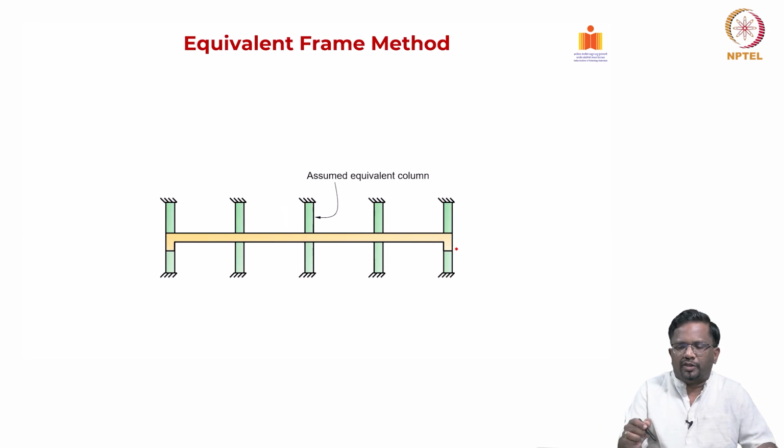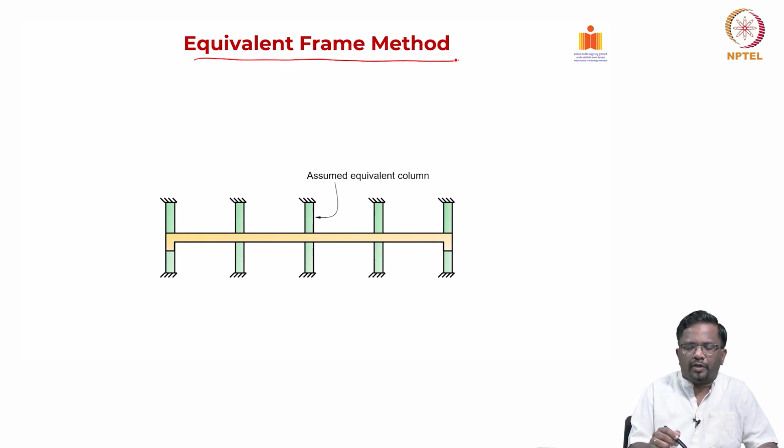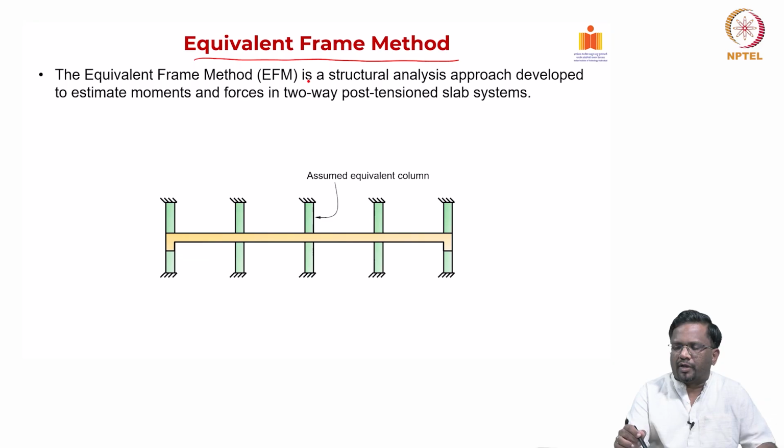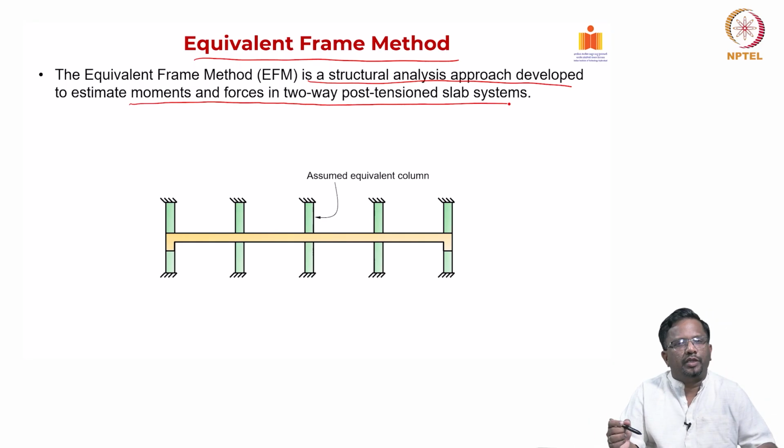Okay. So, as the name suggests, we are going to convert the two-way slab system into an equivalent frame. We are going to take a typical floor slab and create an equivalent frame, and we are going to analyze it like a two-dimensional frame. It is a structural analysis approach developed to estimate the moments and forces in two-way slab systems in general, and because here we are talking about post-tension slabs, this method can be used for analyzing post-tension slabs as well.